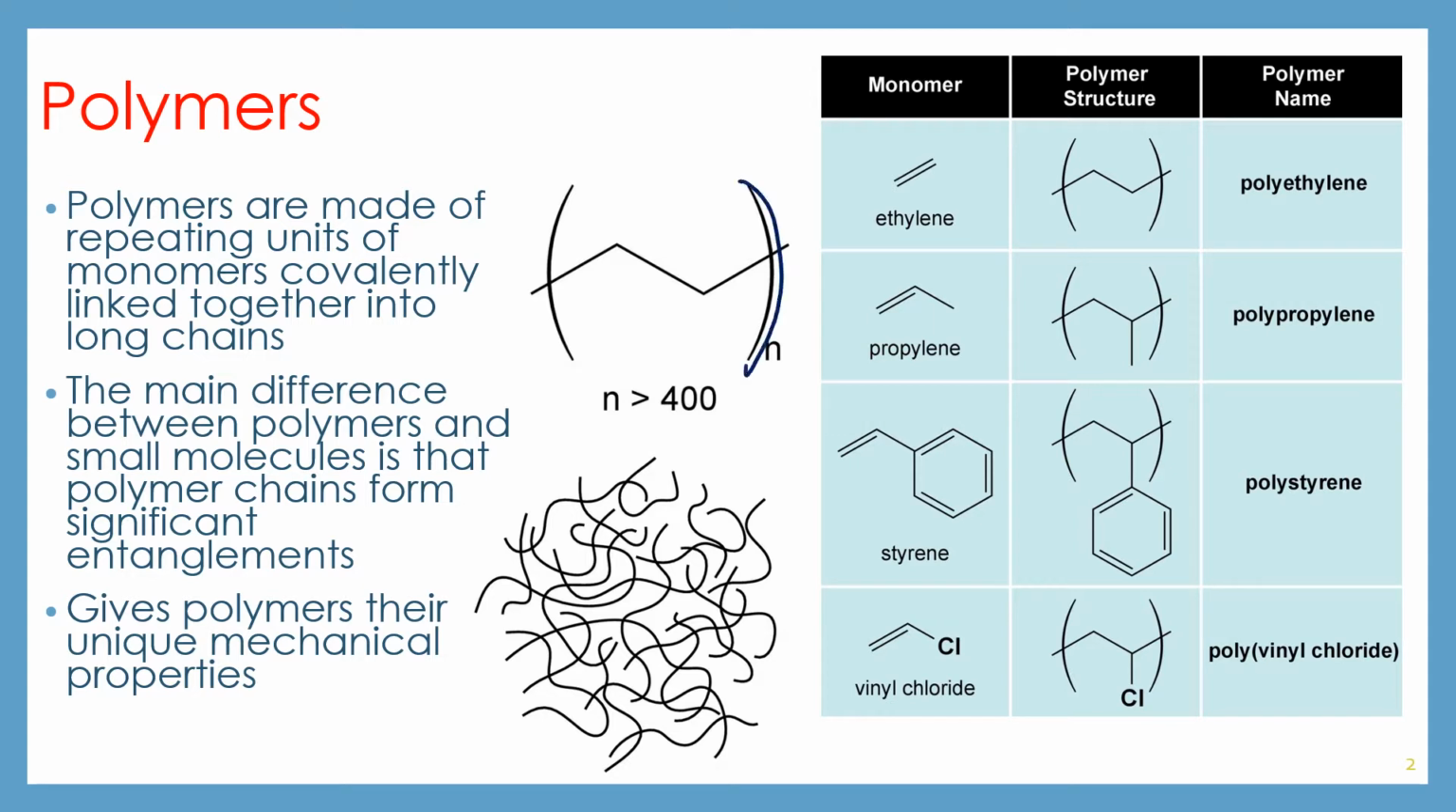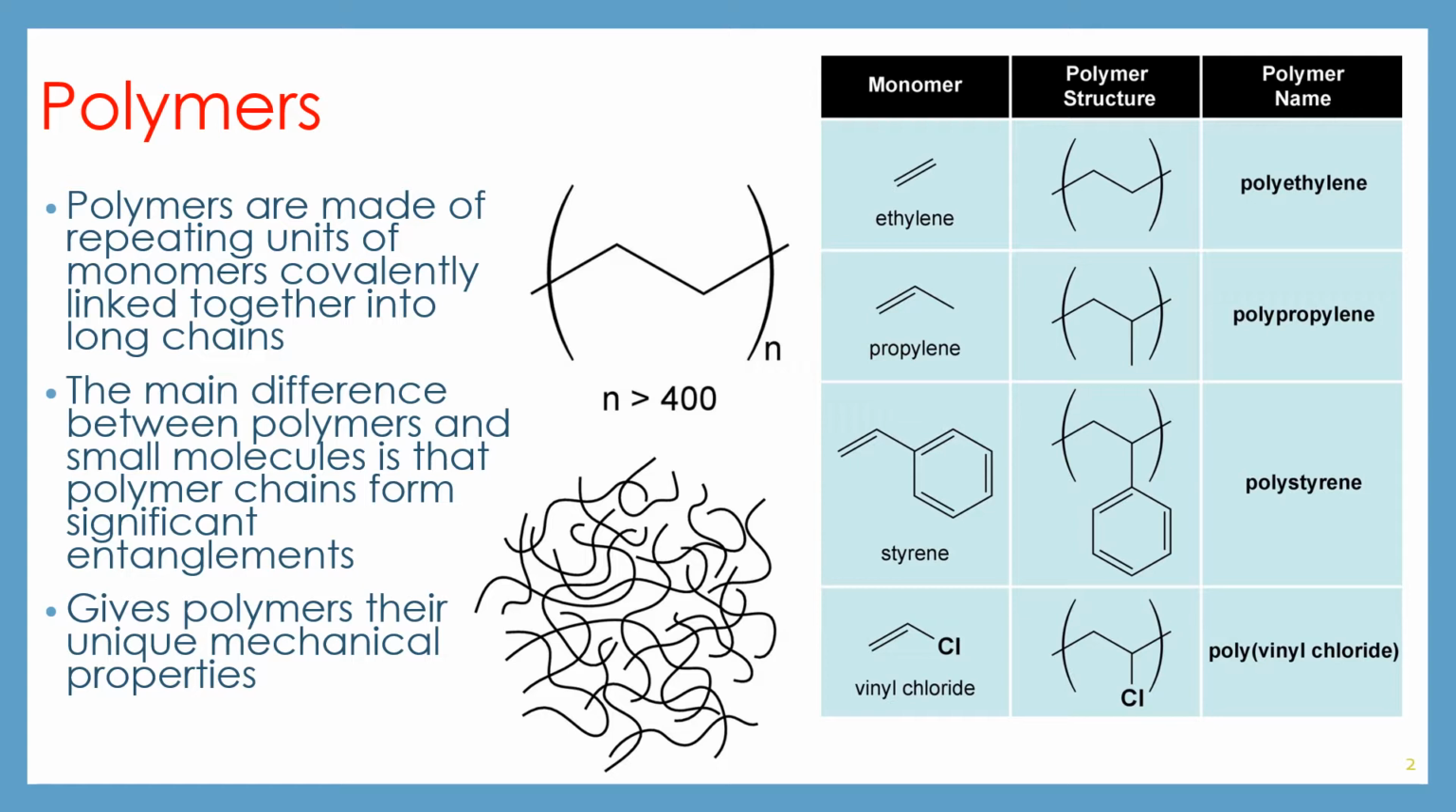So these parentheses and the n is greater than 400 is saying that this is our monomer unit that is repeating, and it repeats at least 400 times. So this is quite a large polymer.